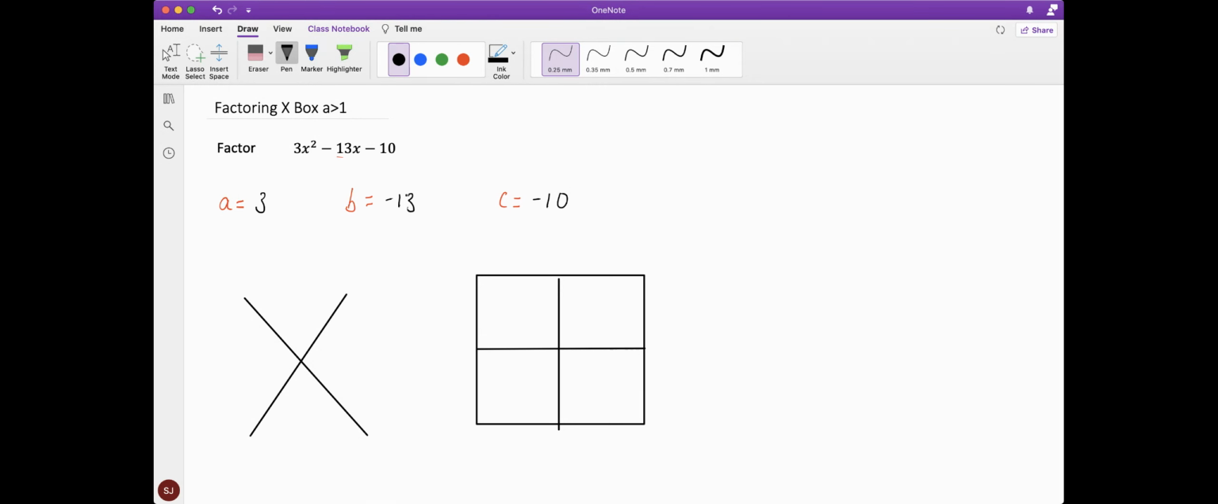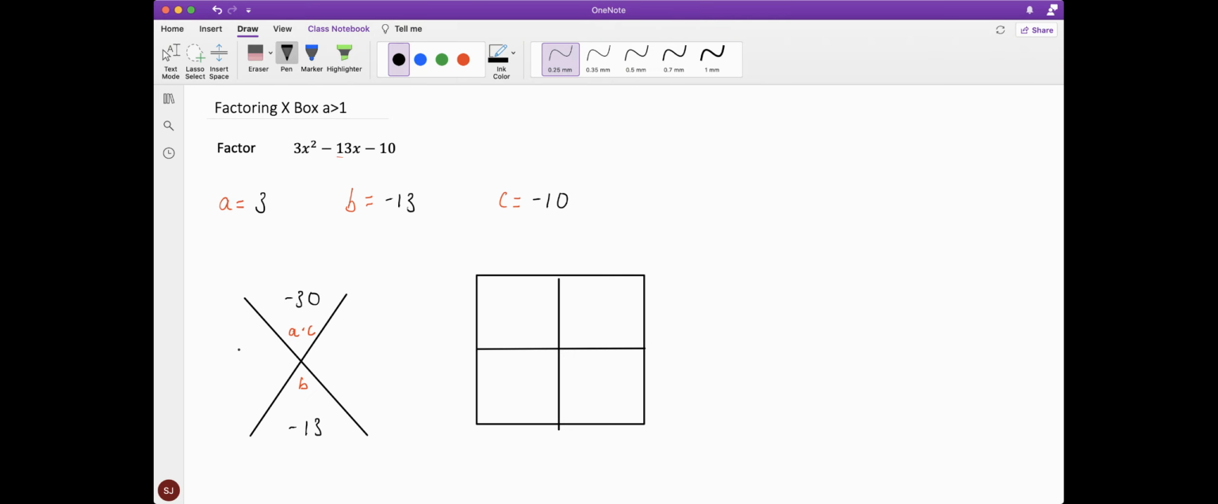So here is our x box. Let's go ahead and fill it out. We know that on the top is a times c. On the bottom is your b. So let's see what we have. On the top, our a is 3. Our c is negative 10. 3 times negative 10 gives us negative 30. Our b is negative 13.